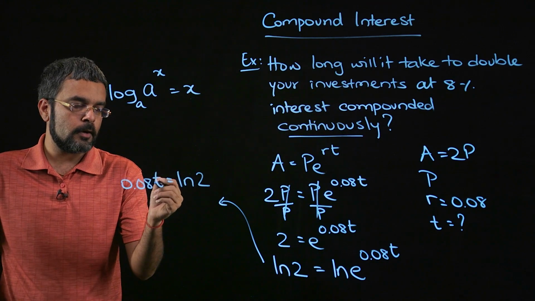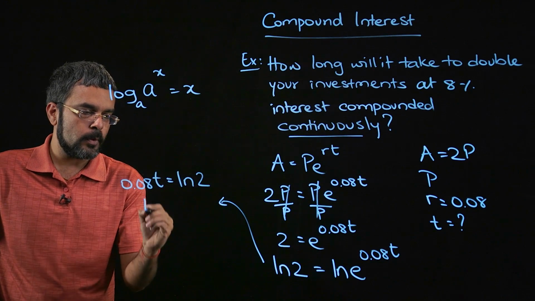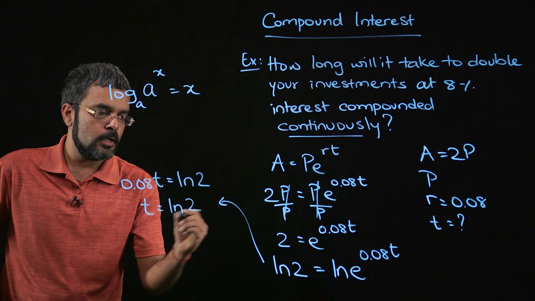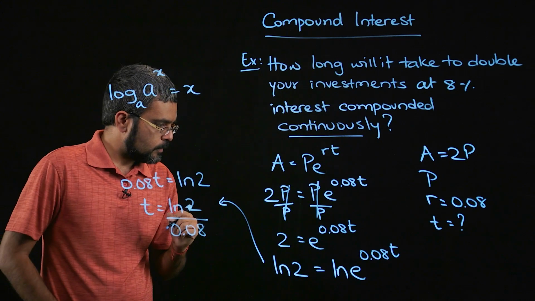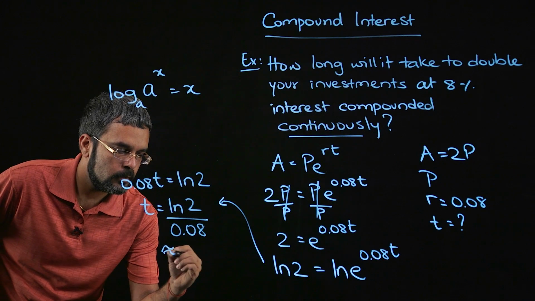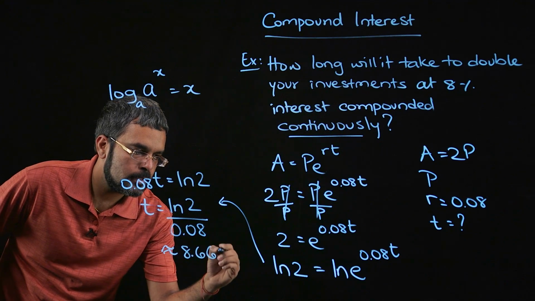So how do I find t? Well, I divide by 0.08, so I get t equals ln 2 divided by 0.08, and that comes out to about 8.66 years.